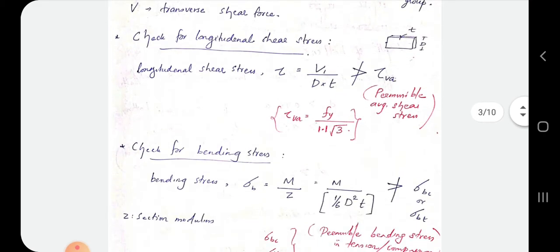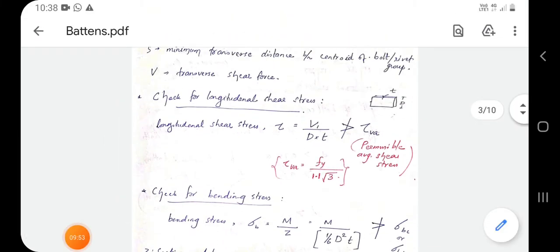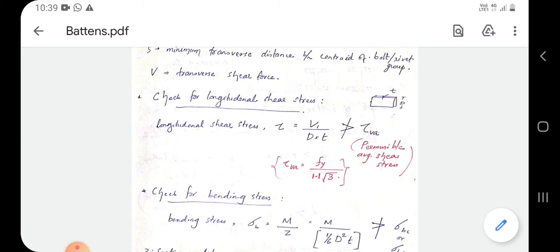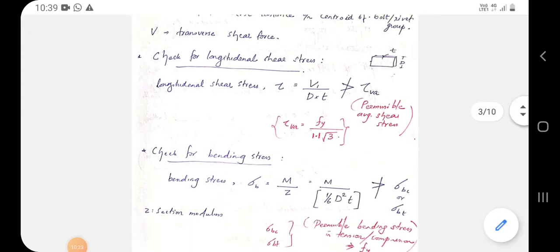After finding out the shear force and bending moment, we have to check for the longitudinal shear stress and longitudinal bending stress. The longitudinal shear stress, due to the longitudinal shear force, is given by tau equal to V1 by d into T. Shear force divided by cross sectional area d into T gives the longitudinal shear stress, and it should not be greater than the permissible average shear stress. Permissible average shear stress is given by Fy by 1.1 root 3, and this should not be exceeded.